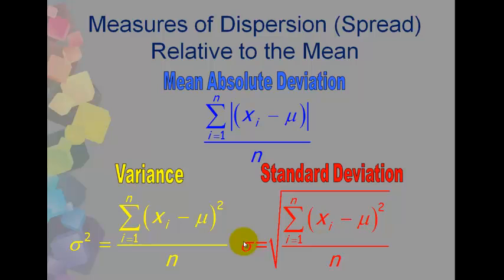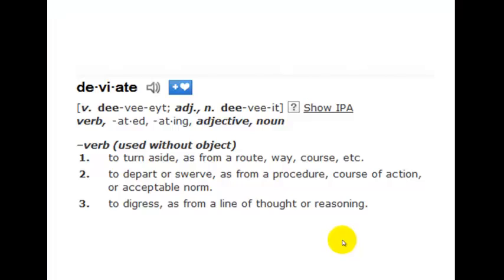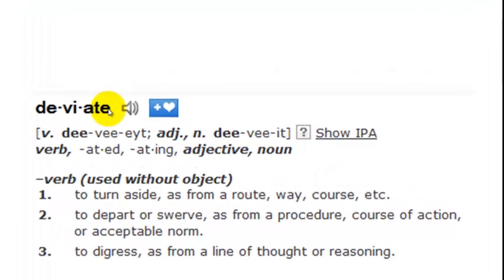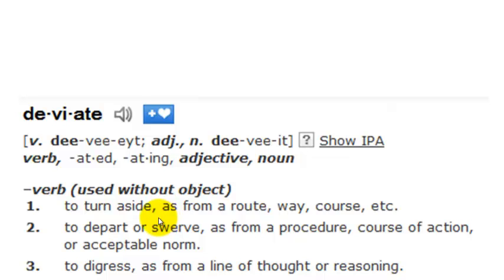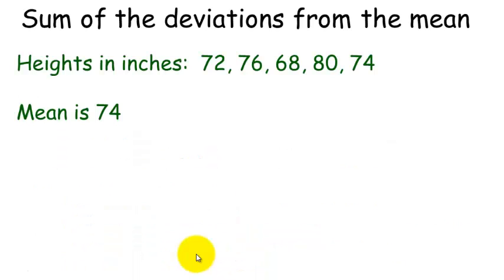So these are the different measures of dispersion relative to the mean. We have the mean absolute deviation, represented by this formula. We have the variance, and we have the standard deviation. Deviate means to turn aside, or to depart or swerve as from a procedure, course of action, or from an acceptable norm. Deviation. So let's start by finding the sum of the deviations from the mean.